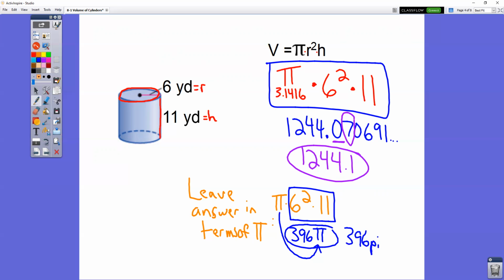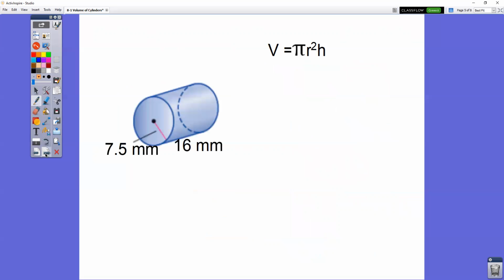So if we're rounding to the nearest tenth, you type in everything, including the pi symbol, into the calculator, and then round to the nearest tenth. If we're leaving our answer in terms of pi, you're going to type in everything except for the pi symbol, and then stick that pi symbol just at the end. Don't accidentally type in the pi symbol into your calculator because you'll get the wrong answer. Go ahead and try this one on your own, please.